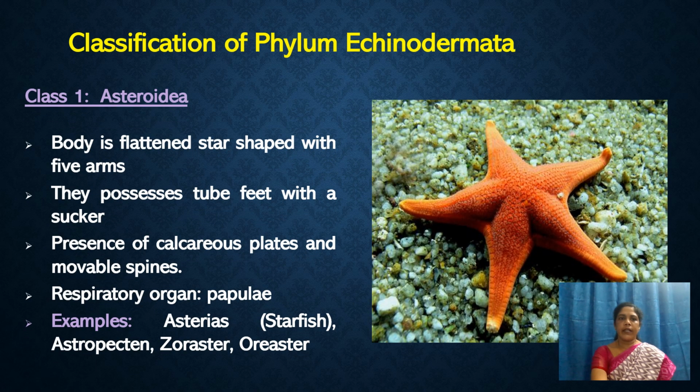Class Asteroidea organisms are flattened, star-shaped with 5 arms. They possess tube feet with a sucker. There is presence of calcareous plates and movable spines. Respiratory organs are papillae. Some examples are Asterias, commonly called starfish, Astropecten, Luidia, Oreaster.